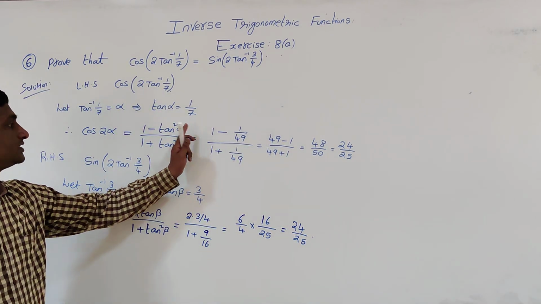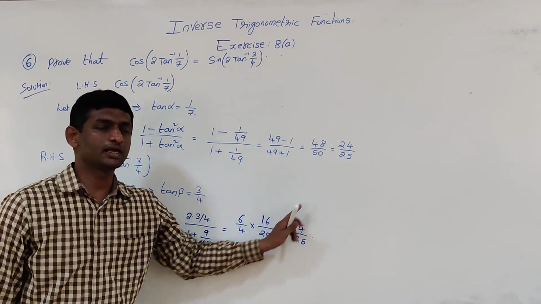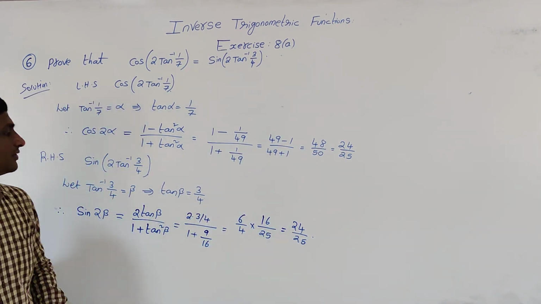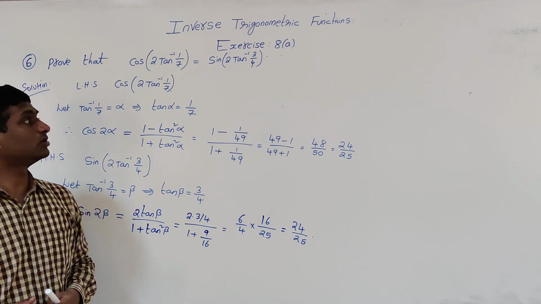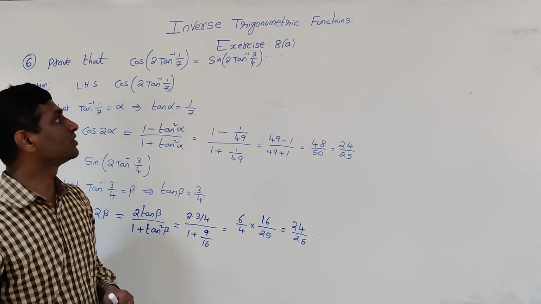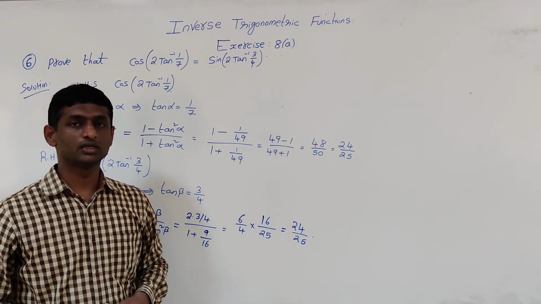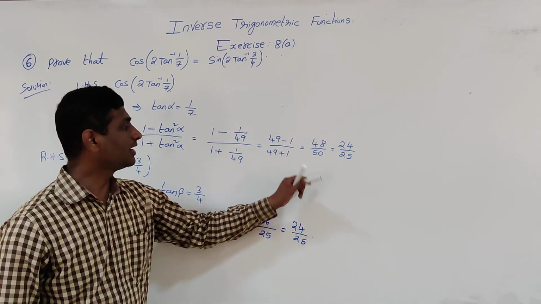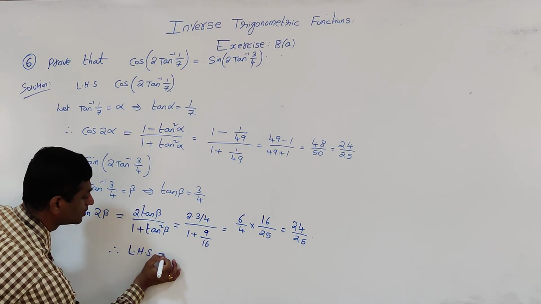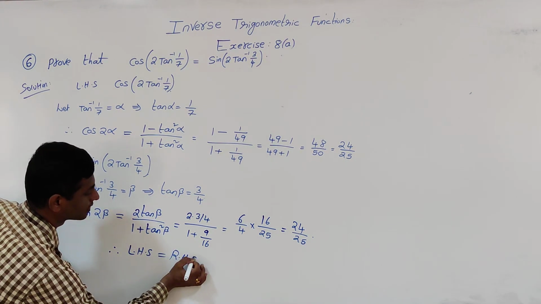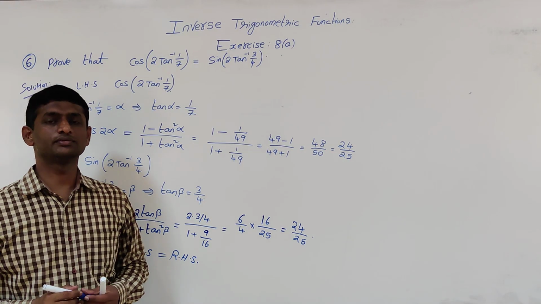This means the LHS value is 24 by 25 and the RHS value is also 24 by 25. So cos of 2 tan inverse of 1 by 7 is equal to sine of 2 tan inverse of 3 by 4. Both are equal and it is equal to 24 by 25. Therefore LHS is equal to RHS. So we'll go for the next problem.